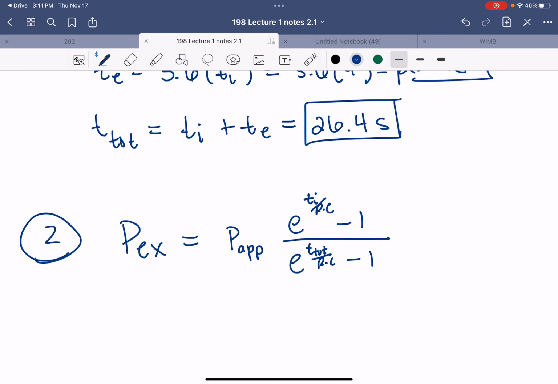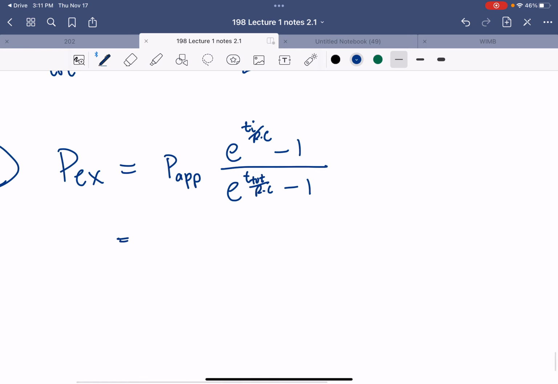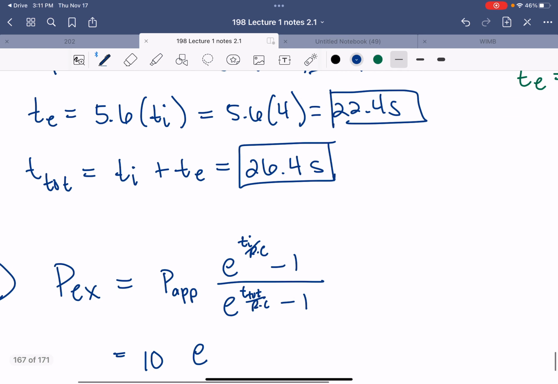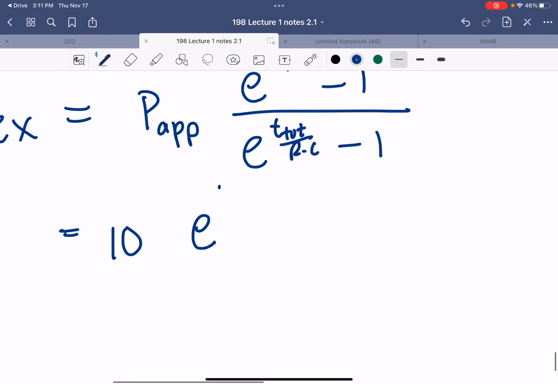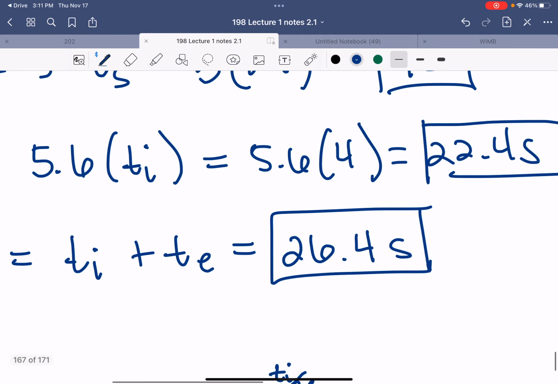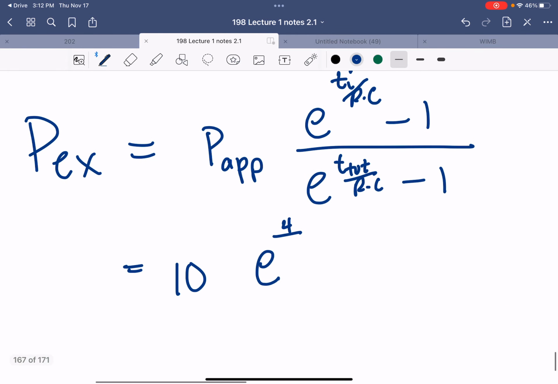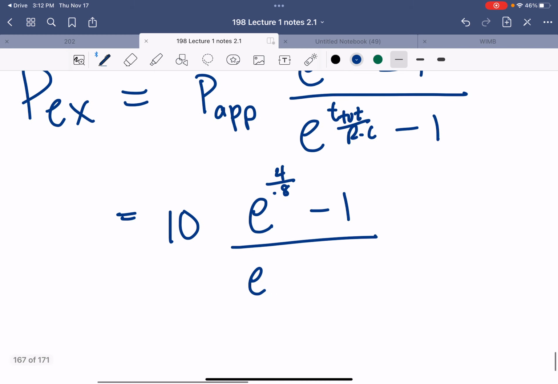And these are all known quantities. So your PAP is 10, then you have e to the TI, which is 4, so 4 over your R times C. And R times C was actually my TS, so that's 0.8. So 4 over 0.8 minus 1, all over e to the T total, which was 22.4, over the 0.8 minus 1.